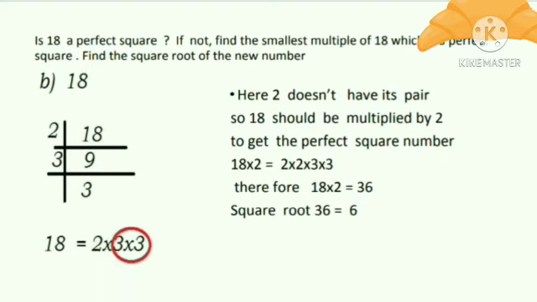So 18 into 2 is equal to 2 into 2 into 3 into 3. So here we can see 2 is having a pair and 3 is also having a pair. So 18 twos are 36. Now the square root of 36 is 6.